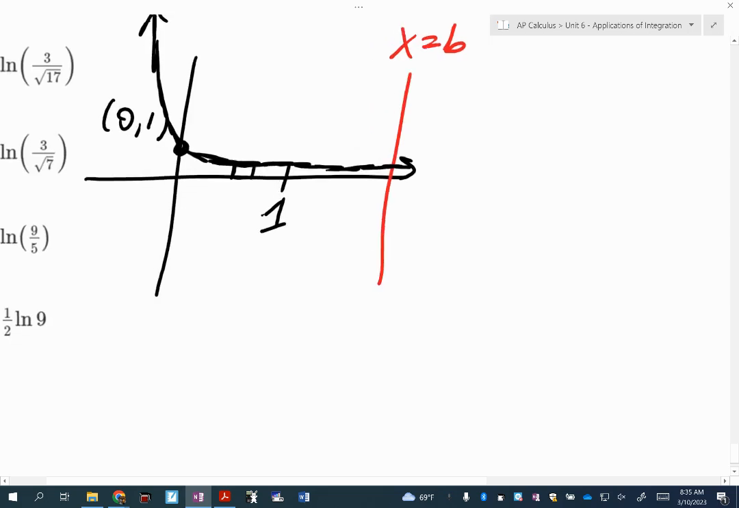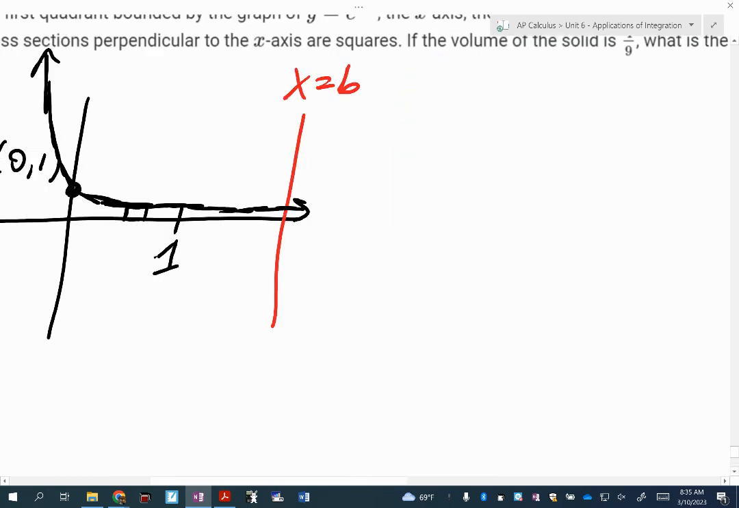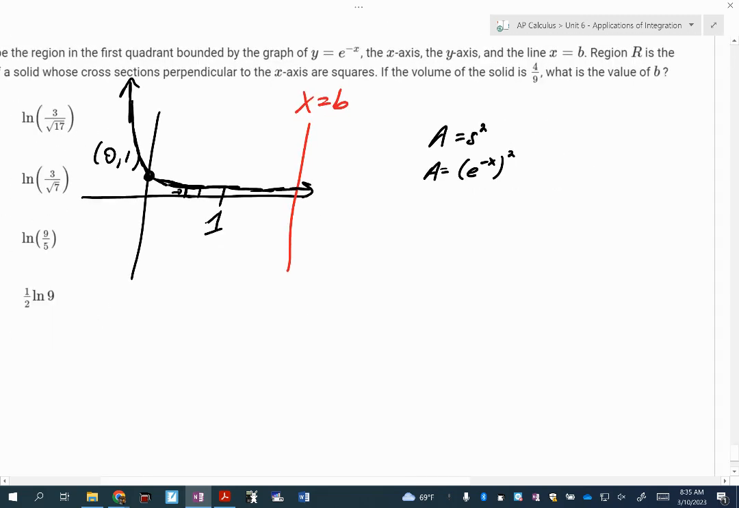So if you zoom in, remember the area for a square is side squared. And the distance here to get the length of my side is just the function. So my area is going to be e to the negative x power squared. Now what makes this one tricky is that they don't actually give us this value b. We've got to solve for it.